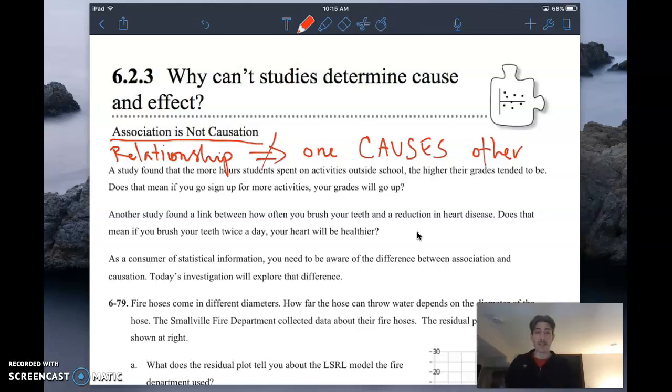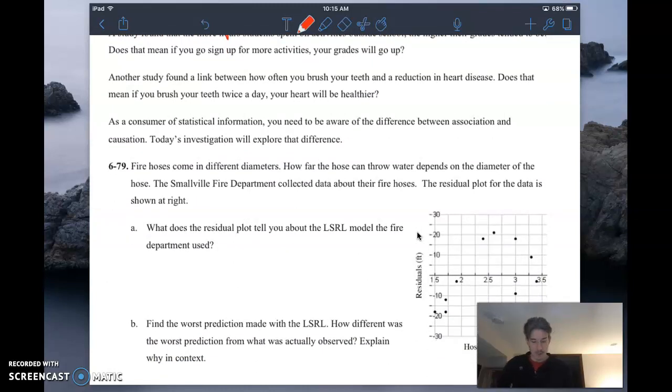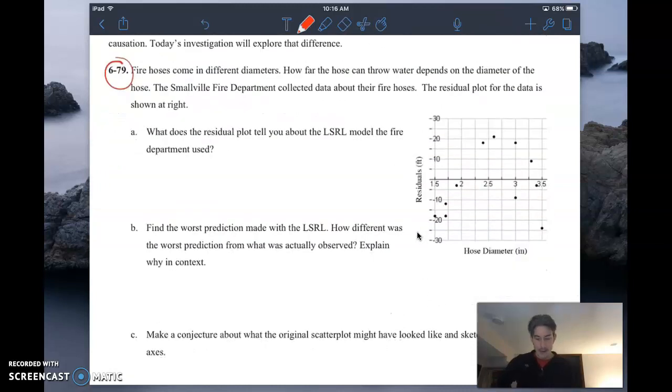As a consumer of statistical information, you need to be aware of the difference between association and causation. Today's investigation will explore that difference. So here's one more that I've got for you, and then we're going to take this to the next level. We are going to use 6-79 from our CPM ebook, and it focuses on information gathered from maybe a fire hose manufacturer, and we're really going to focus in on one of these variables. I've got a graph for you here in a moment.